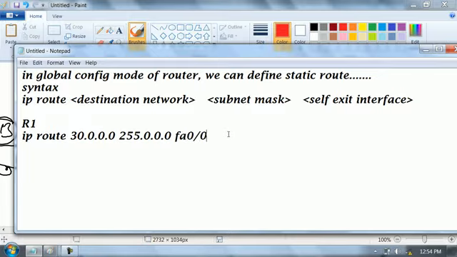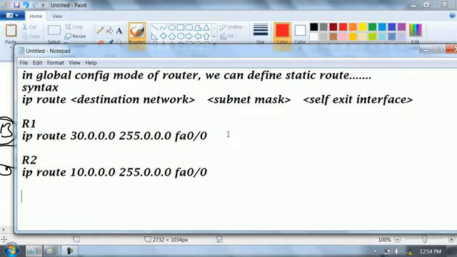Now for R2, ip route, destination network is 10.0.0.0, and then the exit interface. Any problem? Any issue?